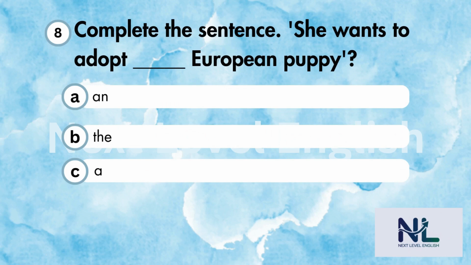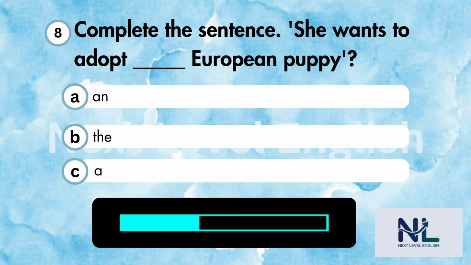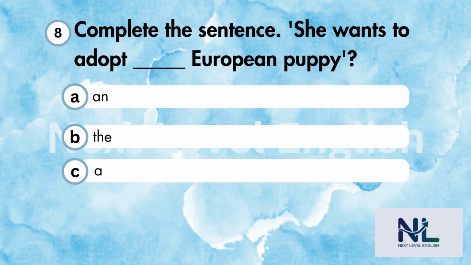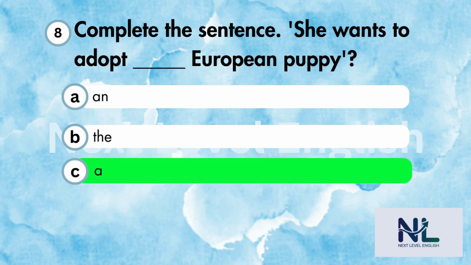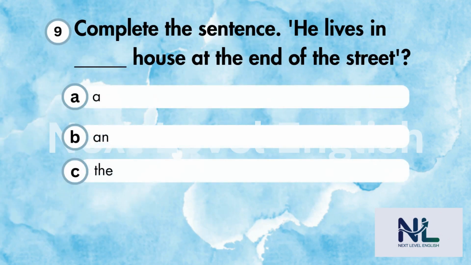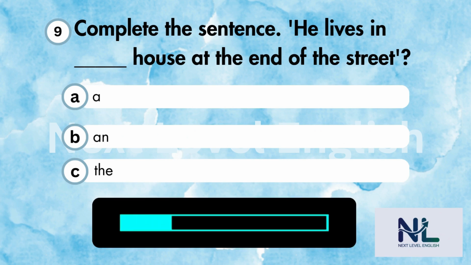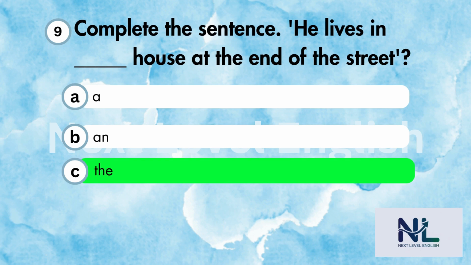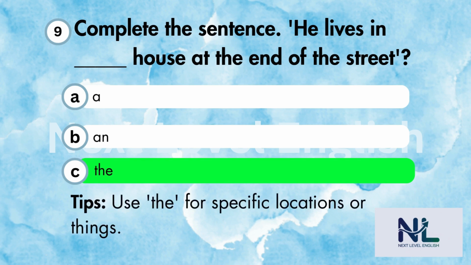8. Complete the sentence: She wants to adopt a European puppy. Tips: use "a" for words starting with EU pronounced as U. 9. Complete the sentence: He lives in the house at the end of the street. The. Tips: use "the" for specific locations or things.